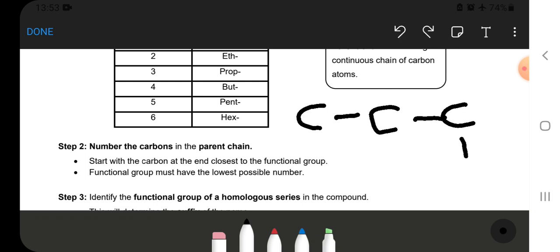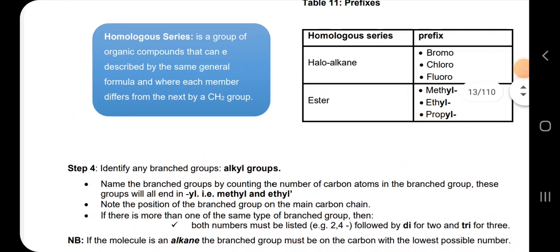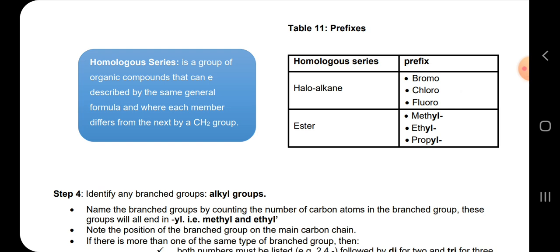And if it was here, we'll have 1. So keep those things in mind. I hope you understand this part. So let's look at this.